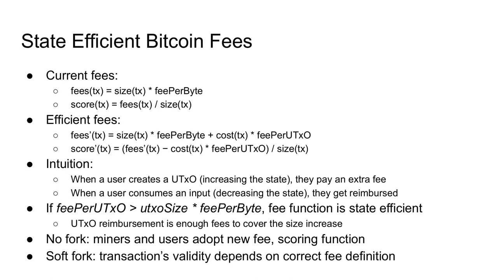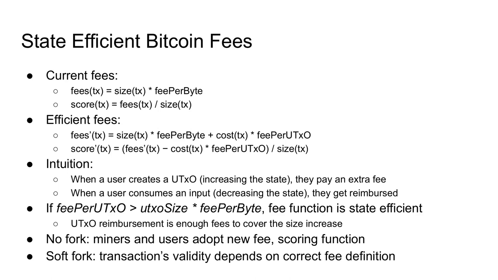So what we propose is that instead of only taking into account the fees or the size, we should also take into account the number of UTXOs, or, well, the cost of the transaction. And this cost should also come at a fee. Now the score would be the fees of the transaction reduced by this fixed cost per UTXO, this cost of the transaction. And then what remains of the fees is divided by the size of the transaction in order to find the score.